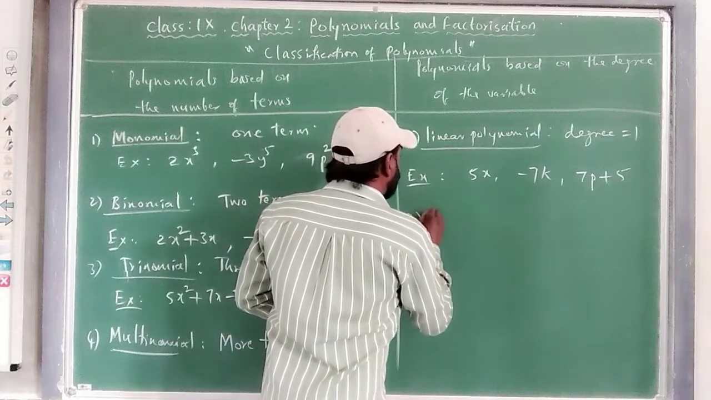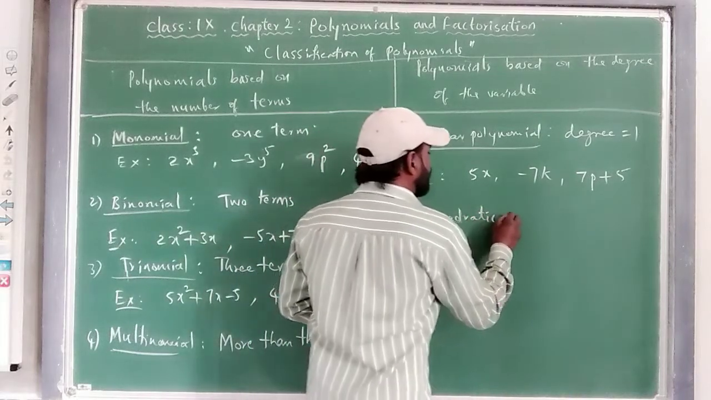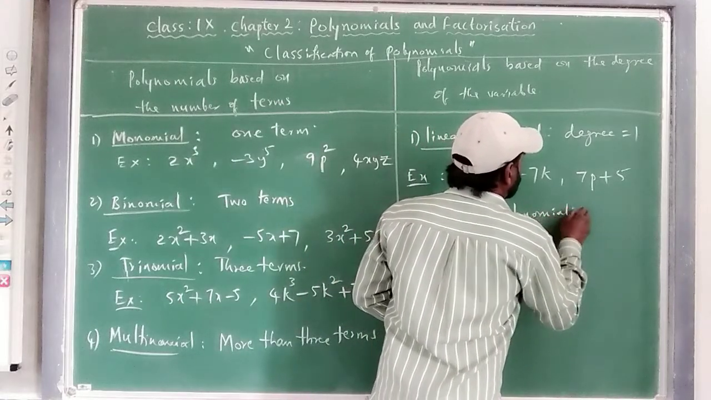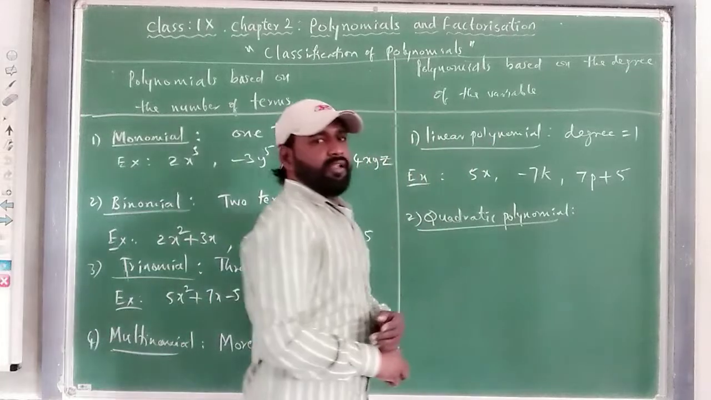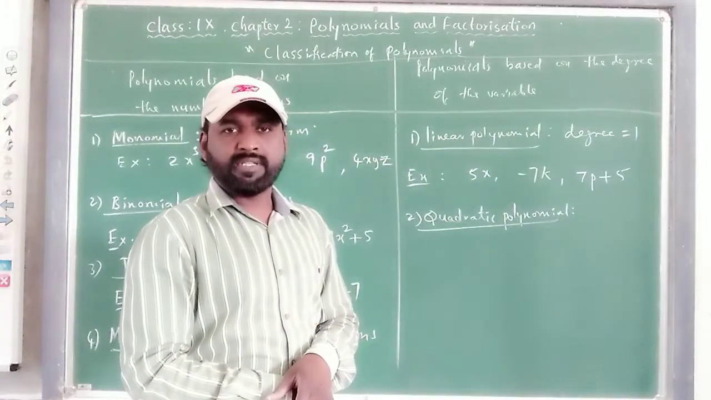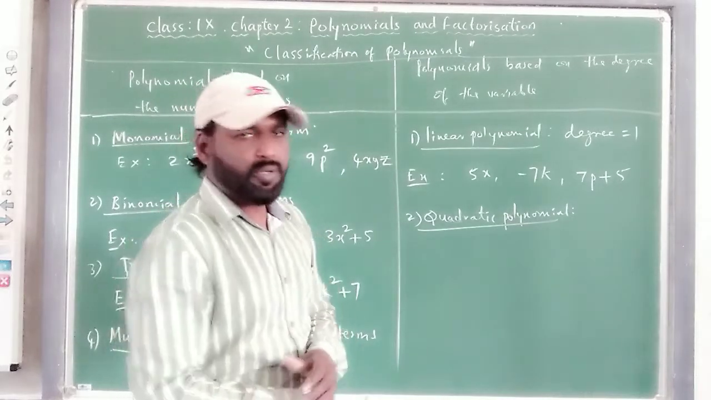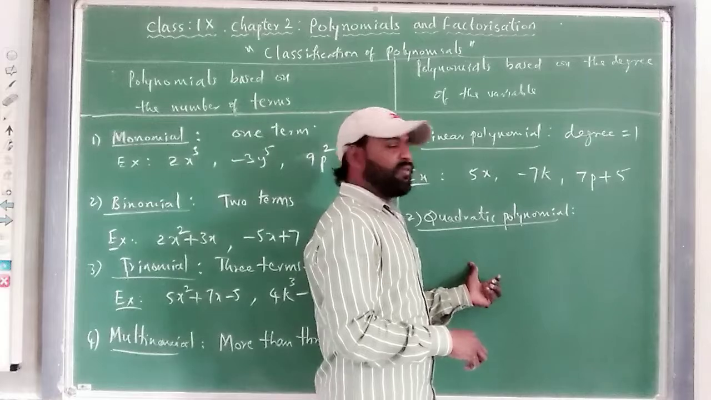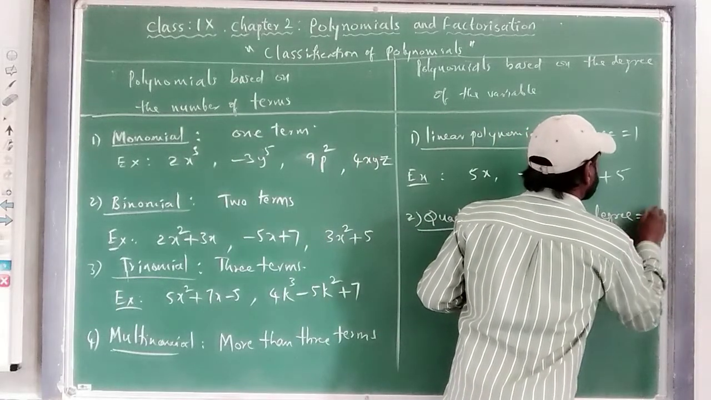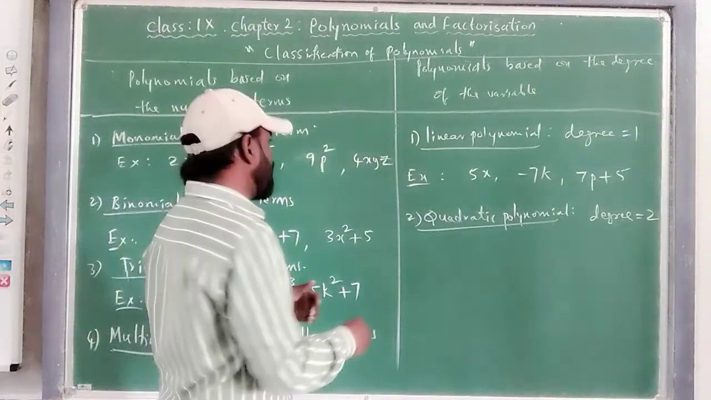Second one, quadratic polynomial. The polynomial in which the variable involved has degree only 2. The highest degree should be 2. Then only we call it a quadratic polynomial. Degree should be how much? 2. Second degree polynomials are called quadratic polynomials.